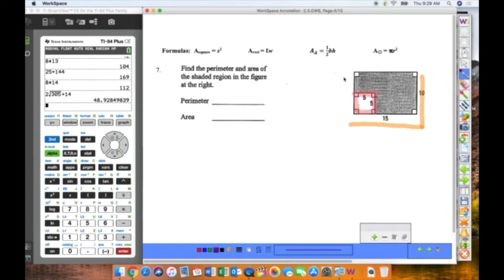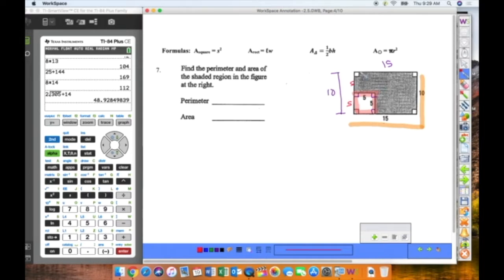Okay, since the big outside shape is a rectangle and this is 15, you know that this guy up here is also 15 because opposite sides of a rectangle are equal. And if this is 10, this entire distance is 10 also. But we only want the perimeter of the shaded region. So this dude right here is 5. And since the entire thing is 10 in that situation, and this is a square, you know this is 5, and this has got to be 5 also.